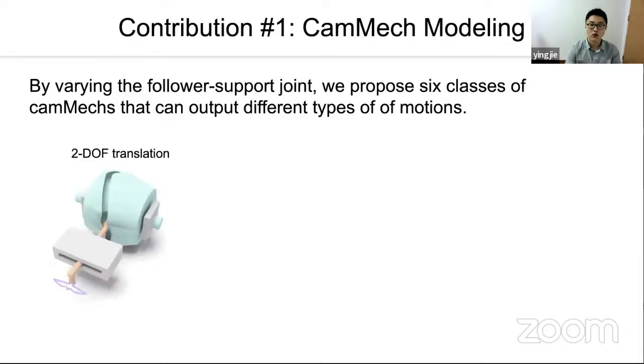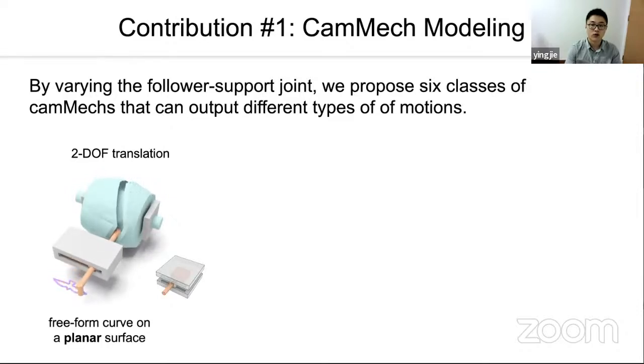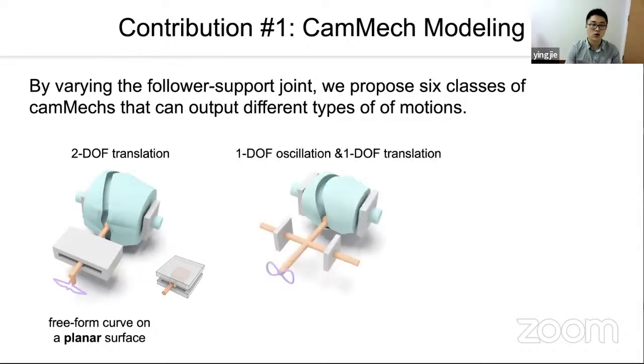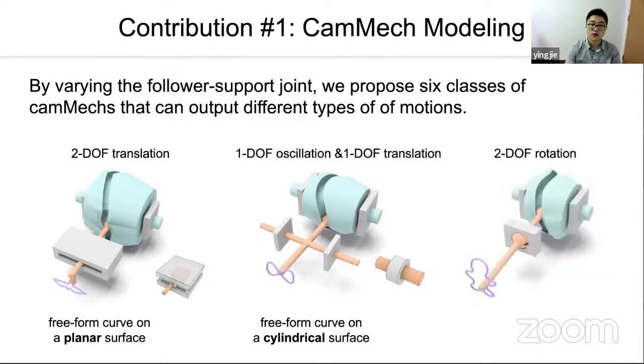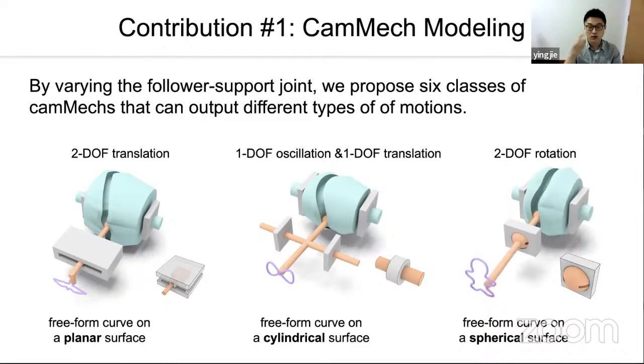The first class can output 2 degrees of freedom translation by using a sliding joint. The generated path can be any freeform curve on a planar surface. The second class can output 1 degree of freedom oscillation and 1 degree of freedom translation by using a cylindrical joint. The generated path can be any freeform curve on a cylindrical surface. The third class can output 2 degrees of freedom rotation by using a modified ball joint. The generated path can be any freeform curve on a spherical surface.